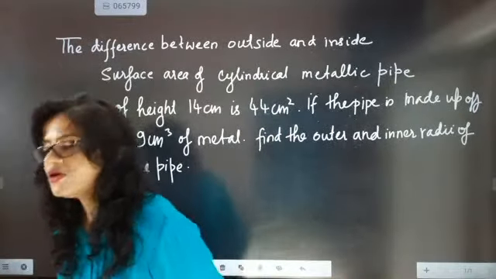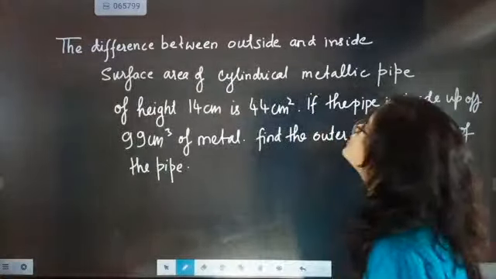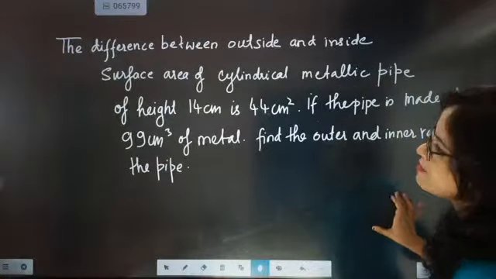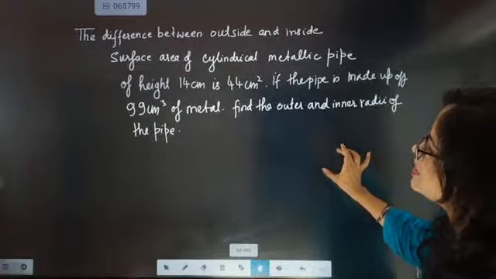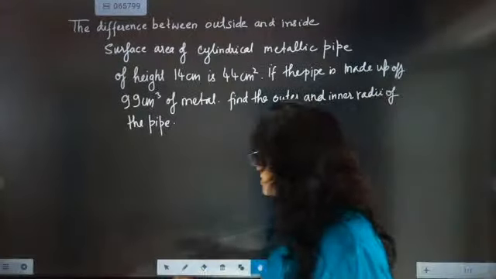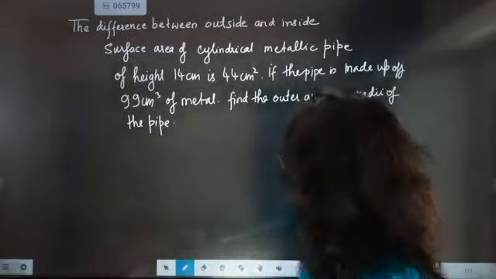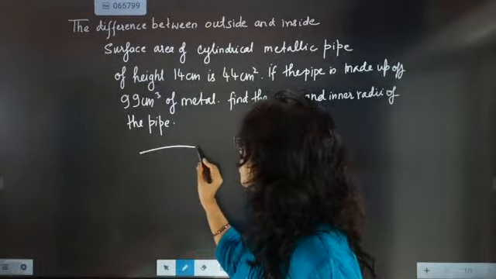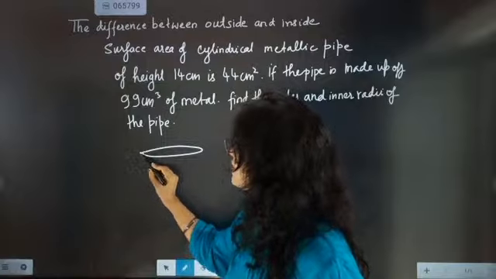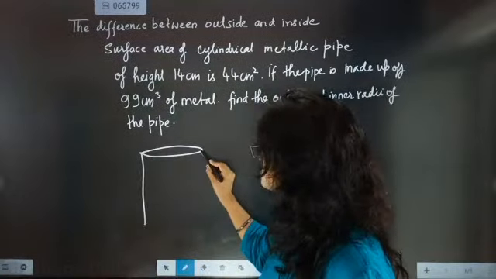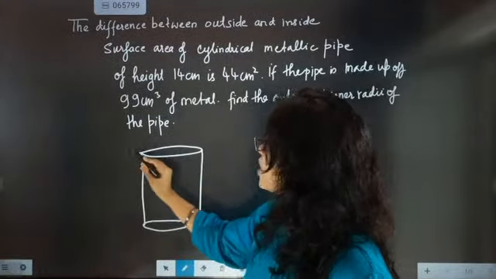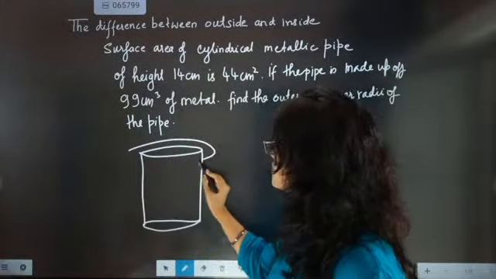Okay, Sharmila. Now look here, beta. What is given? The difference between outside and inside surface area of a cylindrical metallic pipe of height 14 is 44 square centimeter. So first we are going to draw a hollow cylinder. Hollow cylinder means this is the cylinder inside. Now outside will be like this.